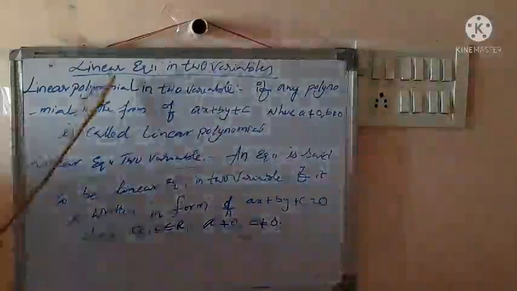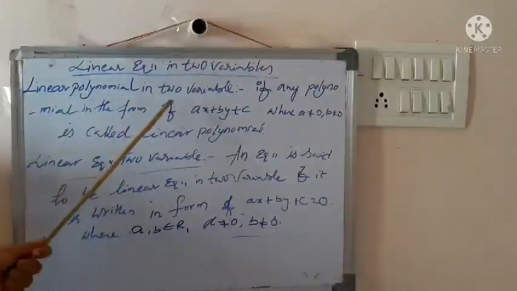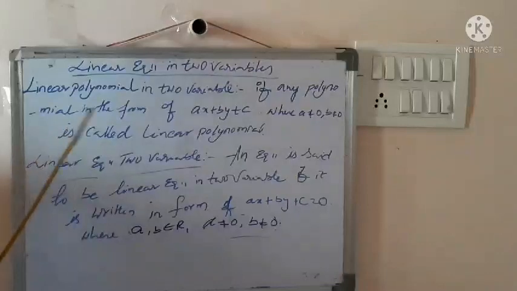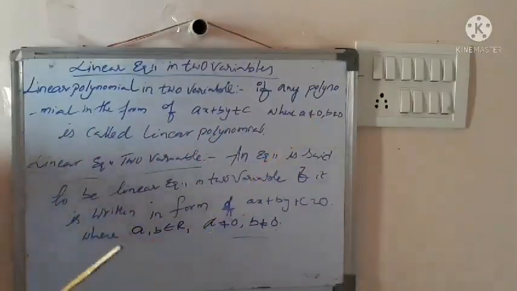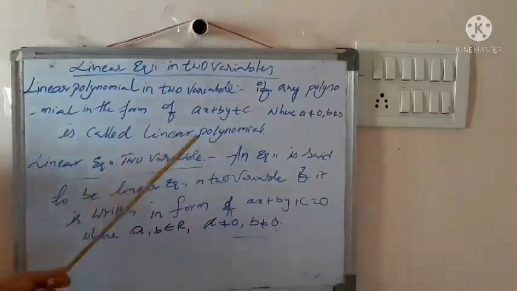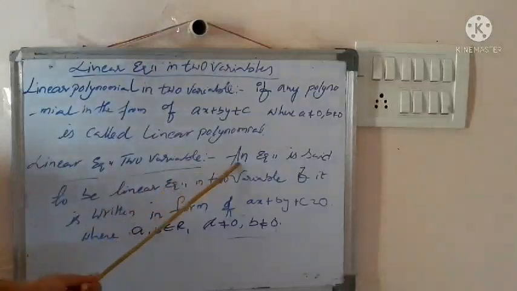And next lesson, linear equation in two variables. What is a linear polynomial in two variables? Any polynomial in the form of ax plus by plus c, where a not equals to 0, b not equals to 0, is called a linear polynomial. And what is a linear equation in two variables?